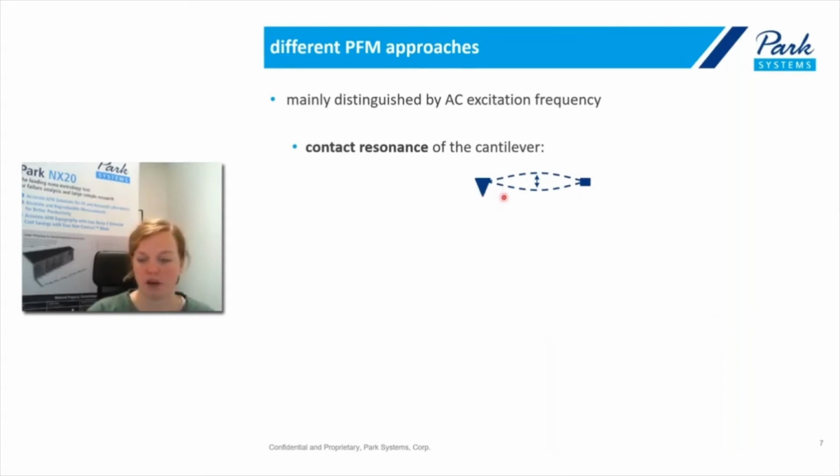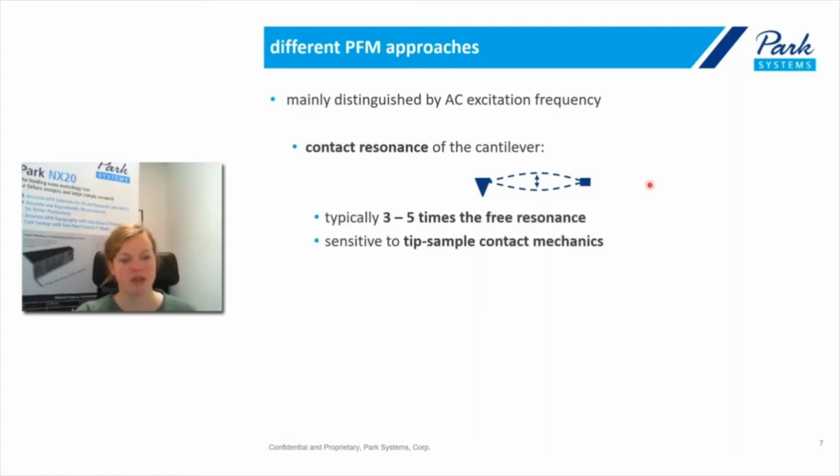So when we think of a cantilever swinging, we usually think of a free resonance where we have only one side of the cantilever fixed. But in contact resonance, we basically look at some sort of standing wave motion of the cantilever, because now both sides of the cantilever are fixed. One is fixed to the chip, and the other one, the tip, is in contact with the sample.